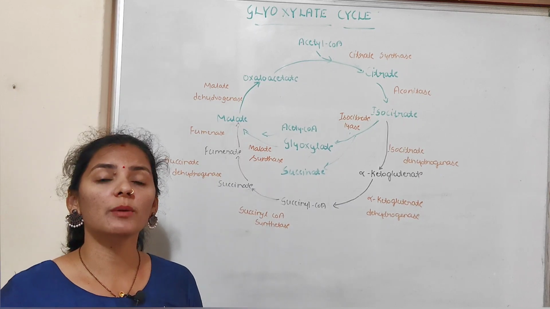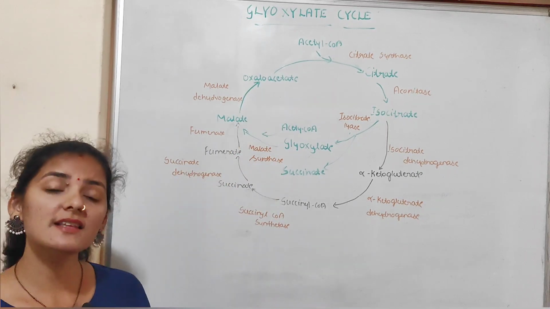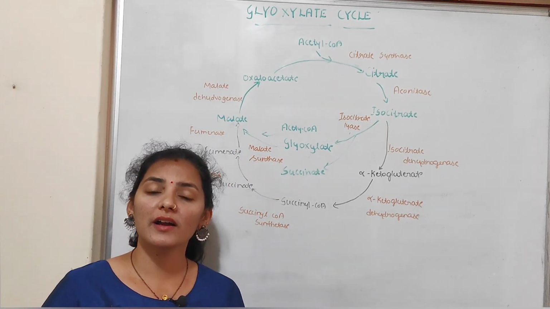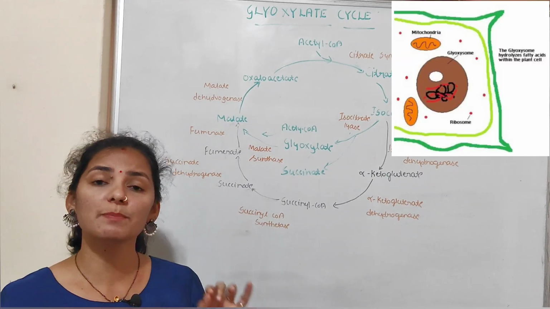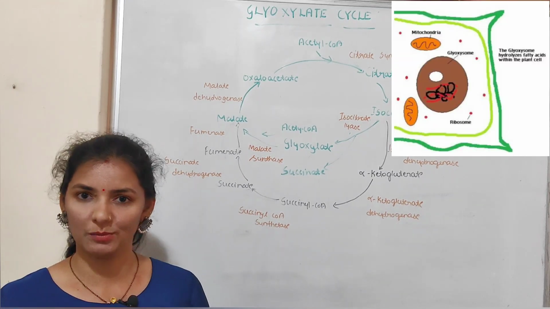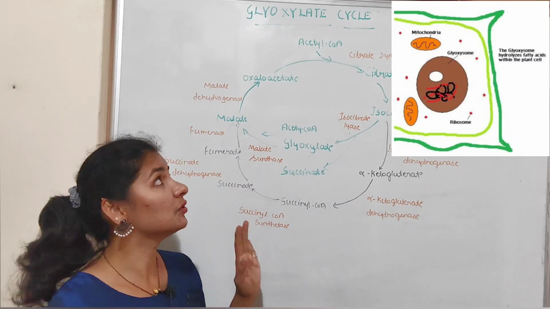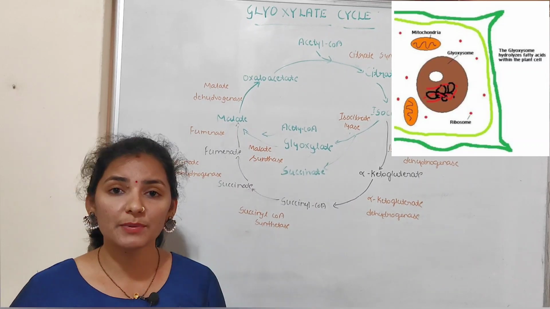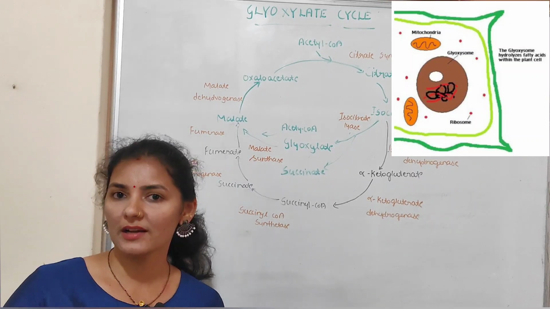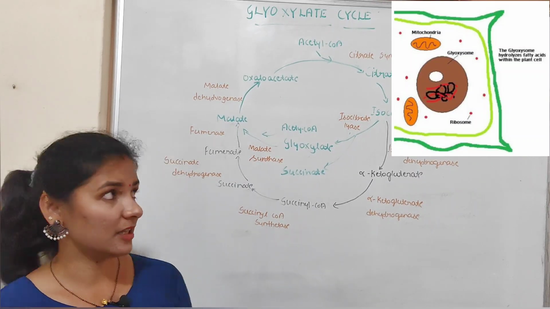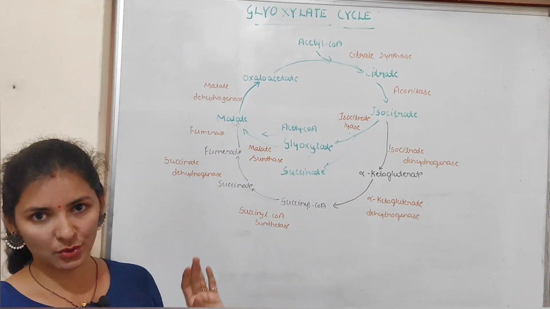Before that, we'll talk about where this glyoxylate cycle takes place. This glyoxylate cycle is seen mainly in plant, fungi, protist, bacteria, etc. And these reactions occur specifically in the glyoxysome. As you all know, glyoxysomes are the modified peroxisome. So this glyoxylate cycle occurs in the glyoxysomes of plant, fungi, protist and bacteria.